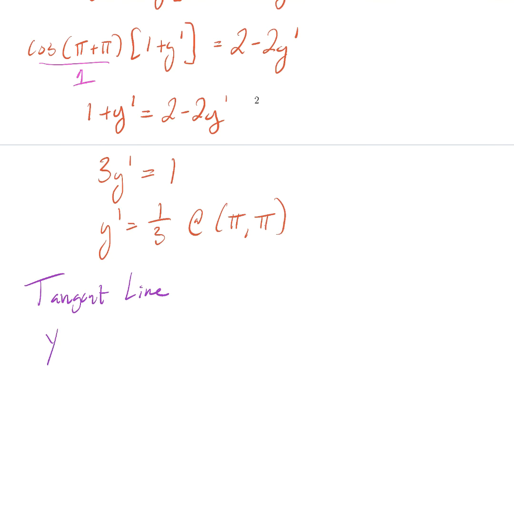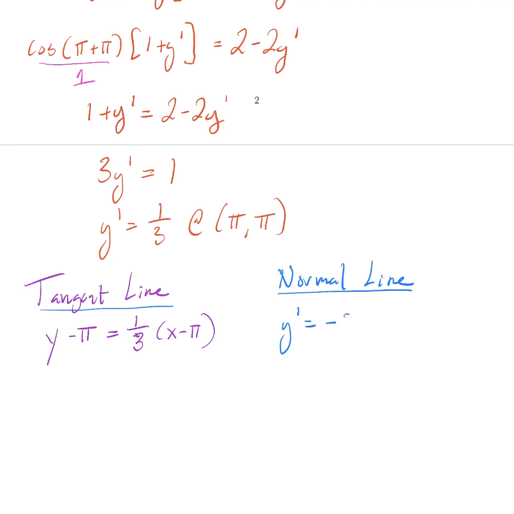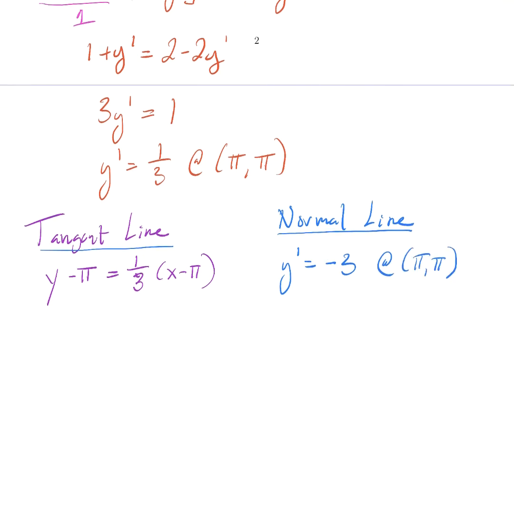Tangent line looks like y minus pi is equal to 1/3 times x minus pi. Okay, now we need to remember we are also asked about the normal line, and the normal line is the line perpendicular to the tangent. So the normal line is perpendicular to the tangent, so its slope, we'll call y prime again, is the negative reciprocal of 1/3. It's -3, and it also goes through the point (pi, pi). So that normal line is y minus pi equals -3 times x minus pi.